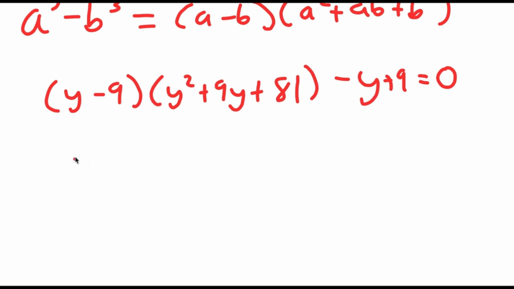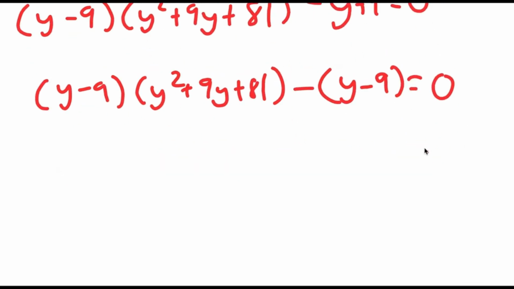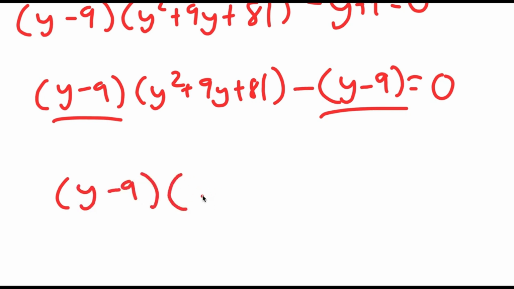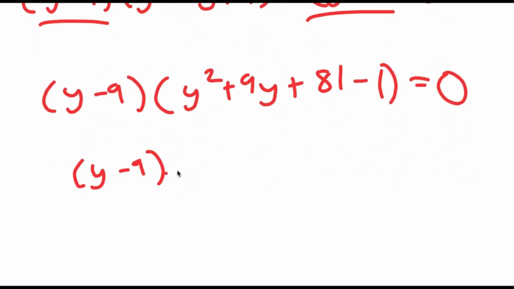Now, negative y plus 9, I'm going to rewrite this as negative of y minus 9. And from here, I can factor out y minus 9 because notice how both these terms have y minus 9 in them. So I get y minus 9 times y squared plus 9y plus 81 minus 1. So this turns into y minus 9 times y squared plus 9y plus 80.